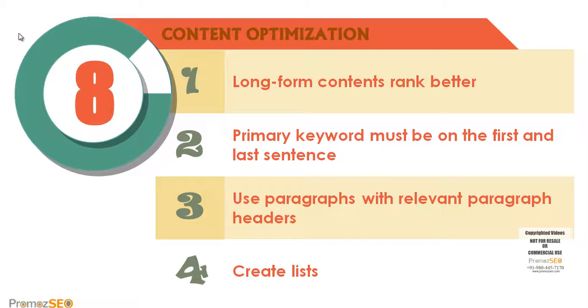There are many pages which may have short or small content, but are still ranking. That is possible, but in general we have seen that long form content ranks better. You should always target more than 750 words per page, depending on what page you are creating. If it is a landing page or an article page, always target more than 750 words.